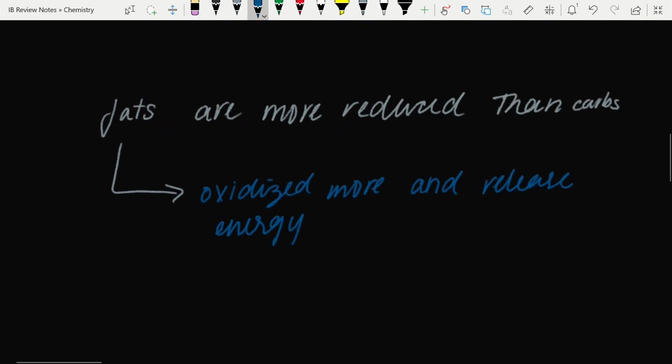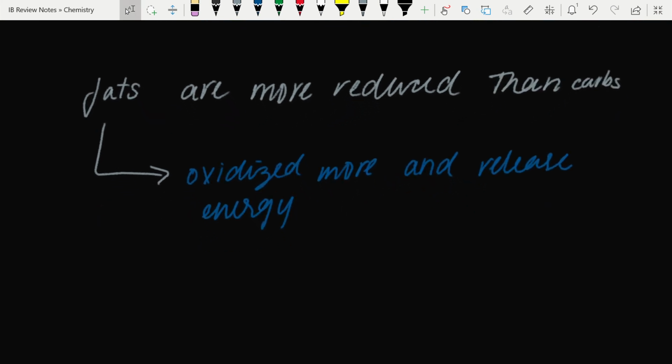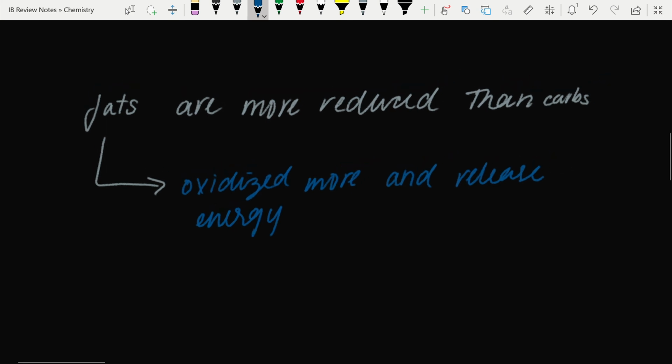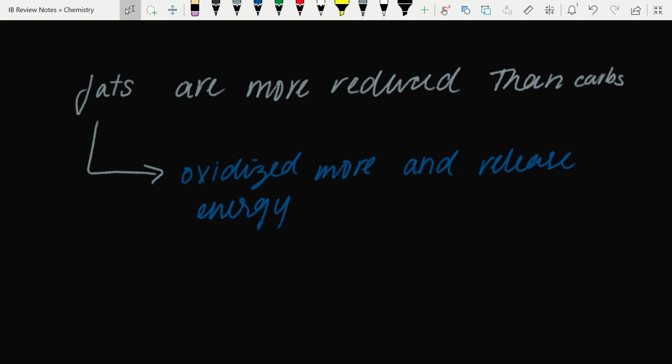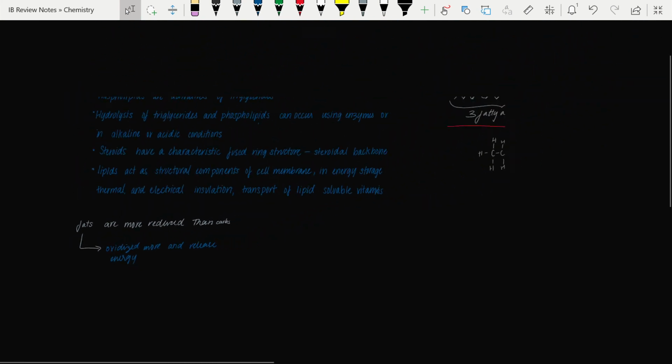So if you look at a carb, the carbon only needs one oxygen to attach because it already has another oxygen attached. But a fat needs two oxygens to attach. Which is why it is oxidized more, and because it's oxidized more, it takes a longer time, so more energy is released. That's it for lipids.